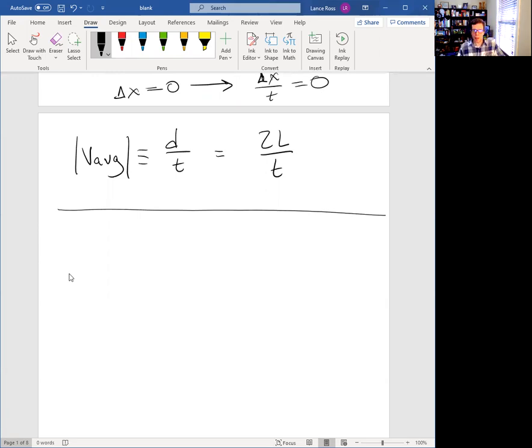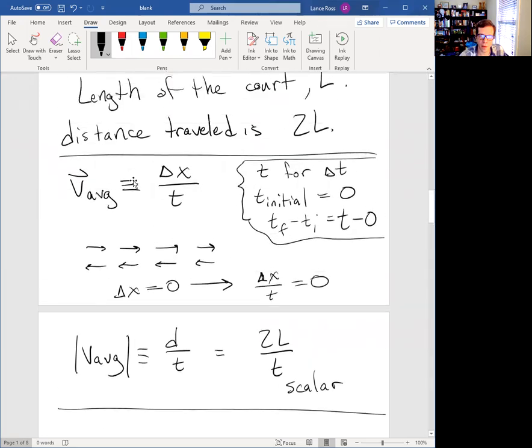All right, and of note here, this is a scalar quantity. It doesn't tell us anything about the direction you're moving, it's just the average speed. And this is a vector quantity.